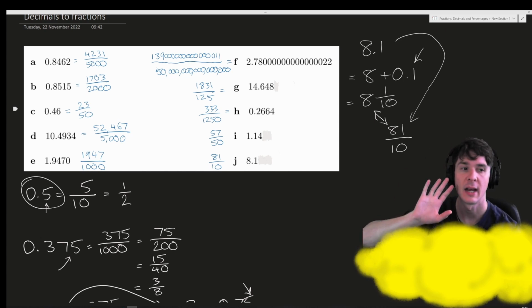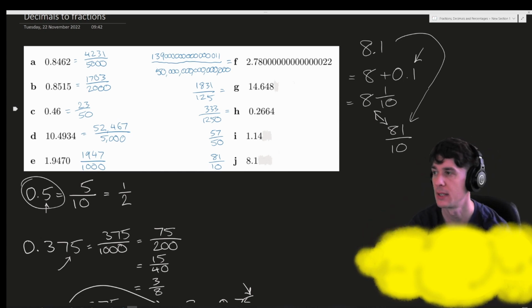So we have looked at a number of different examples here. We've seen from some pretty simple ones to some absolutely insane ones. And I hope that this gives you a good understanding of how to convert decimals to fractions.